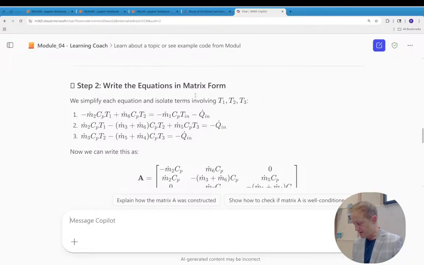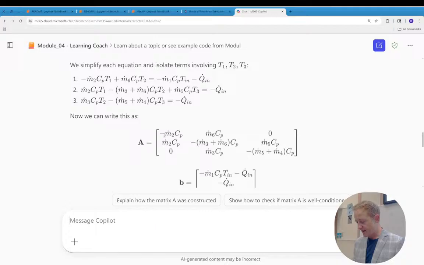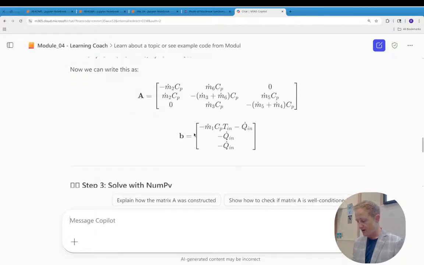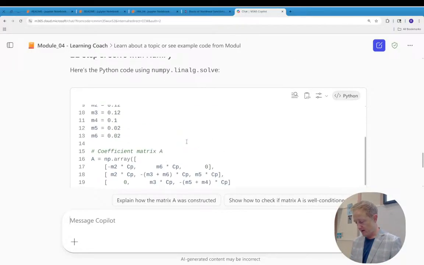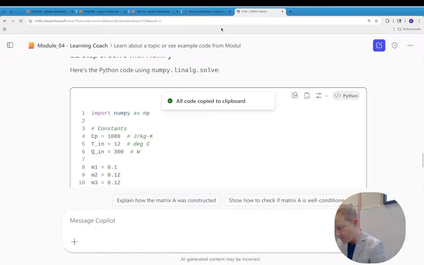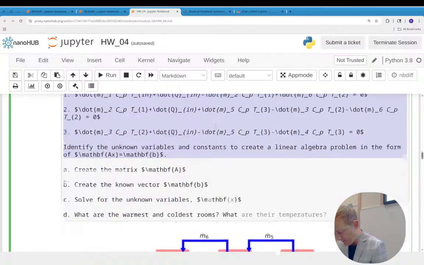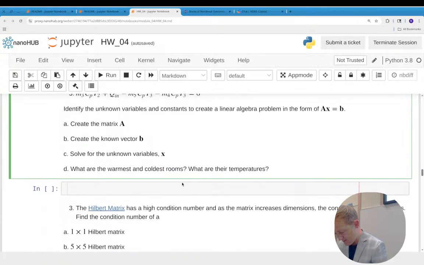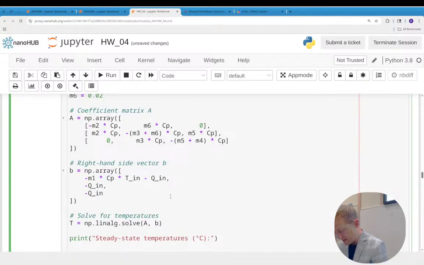So it's giving us some reasoning. It kind of separated out these variables. It created a right-hand side B matrix, all pretty print. And now we can look at what it did for NumPy. So let's just copy it in and edit from there. Paste it in.